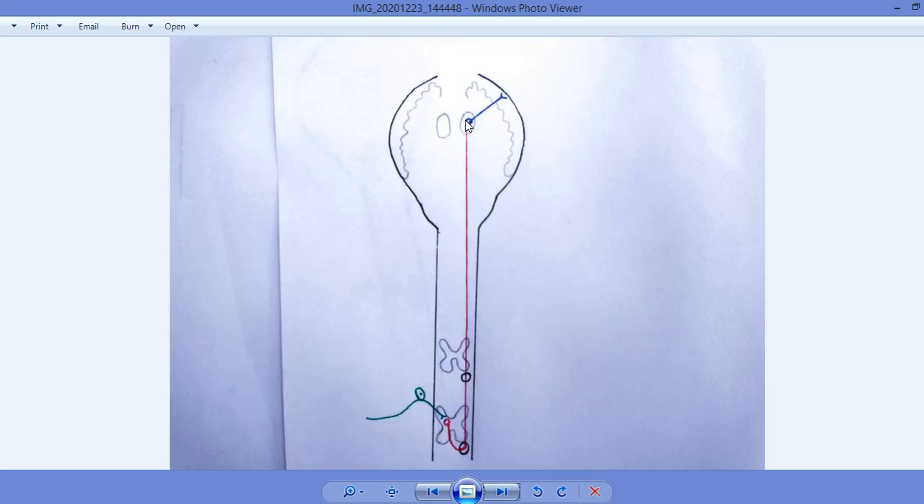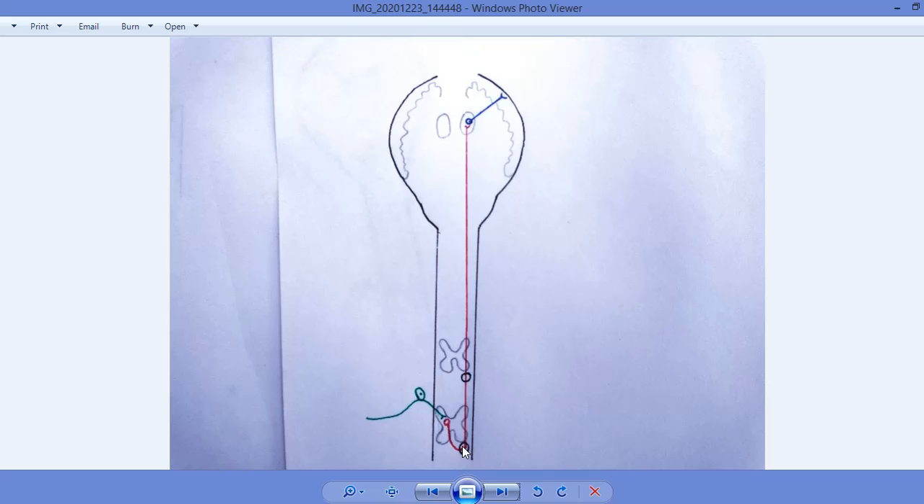That tract is called the spinothalamic tract because this tract is from the spinal cord to the thalamus. It will go directly to the thalamus. The second order neuron will go directly from any part of the spinal cord. If it enters over here, it will go on the opposite side of the spinal cord and go to the thalamus. If it enters over here in the dorsal horn, it will go across to the opposite side, on the right side, and go to the respective thalamus.